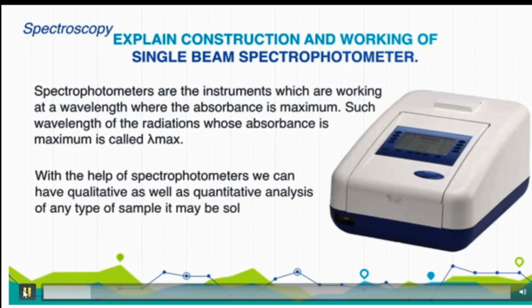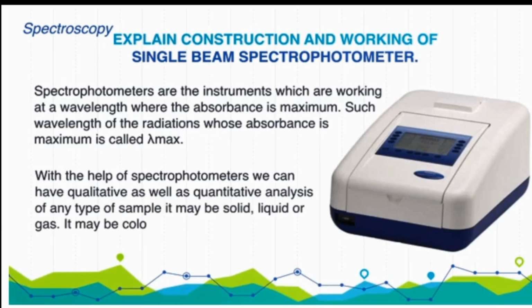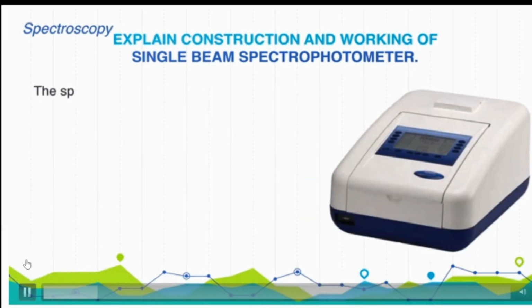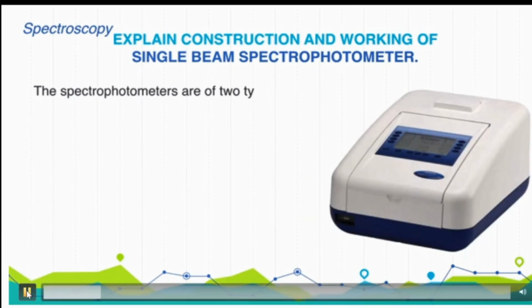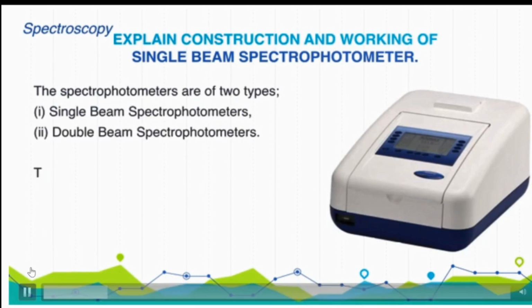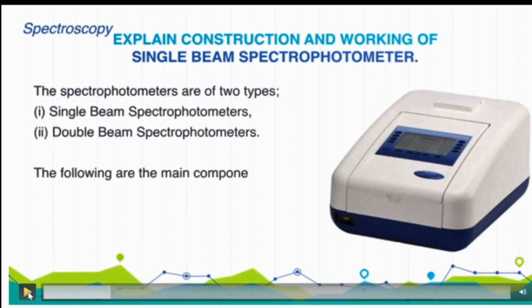The sample may be solid, liquid or gas. It may be colored or colorless. The spectrophotometers are of two types: single beam spectrophotometer and double beam spectrophotometer. The following are the main components. Here we are going to understand about the single beam spectrophotometer, where only one beam is passing through the solution.